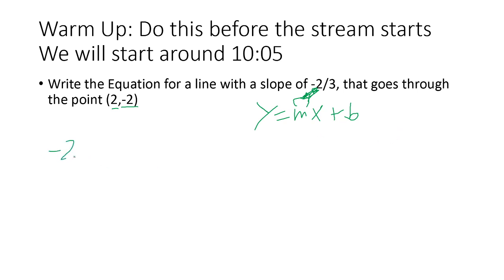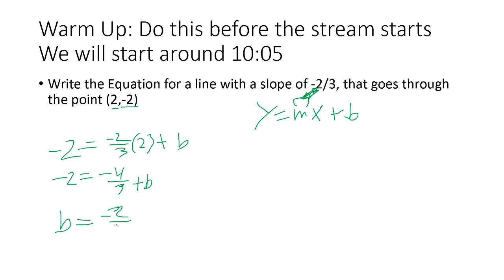Our y is negative 2 equals our m, which is negative 2 over 3, times our x, which is 2, plus b. When we multiply this out, you get negative 2 equals negative 4 over 3 plus b. Okay? And then we solve for b by adding 4/3 to both sides. When we add 4/3 to both sides, you get b equals negative 2 over 3.